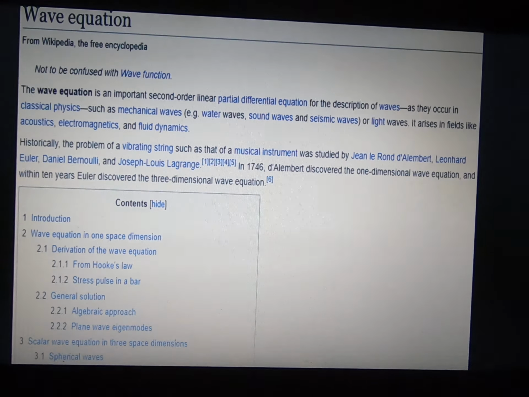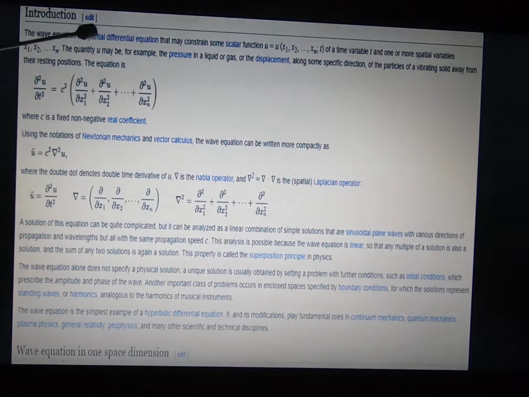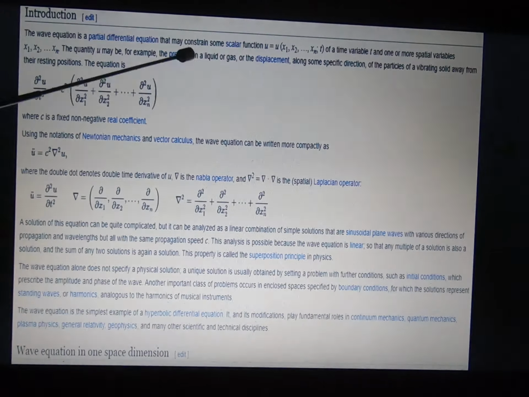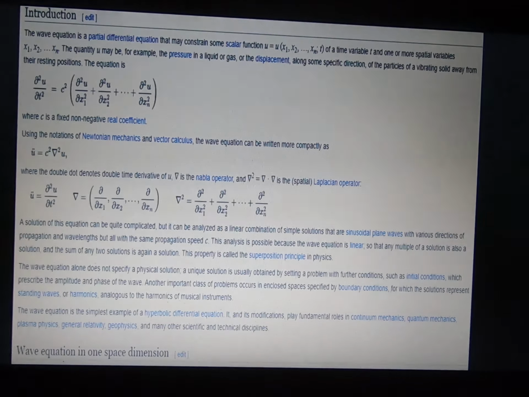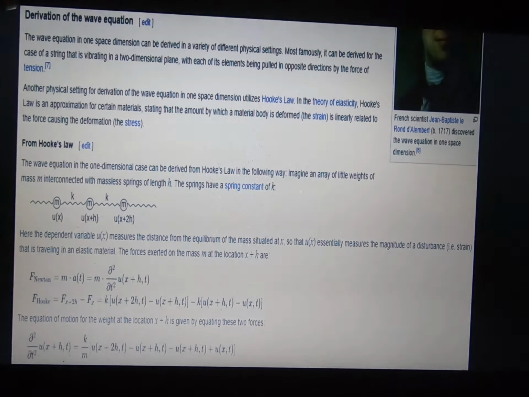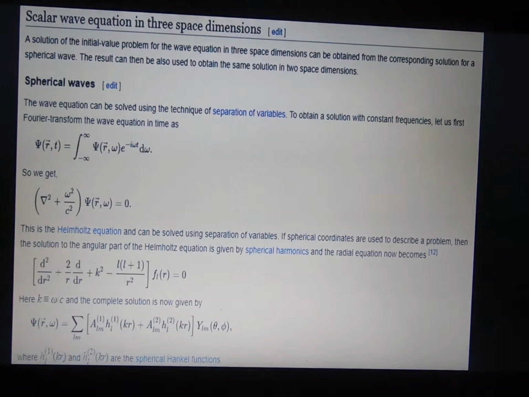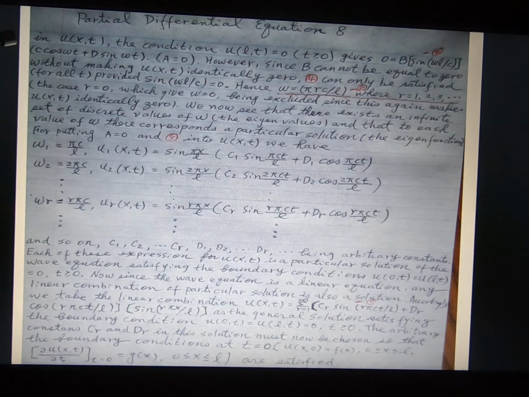So the wave equation is like this, and you can see this is time and this is displacement. It can be pressure in a liquid or gas or something else, or a string, something like that. This gives you some introduction. It is derived from Hooke's law of the force, something like this. Spherical wave, something like this. So the wave equation can be solved this way.